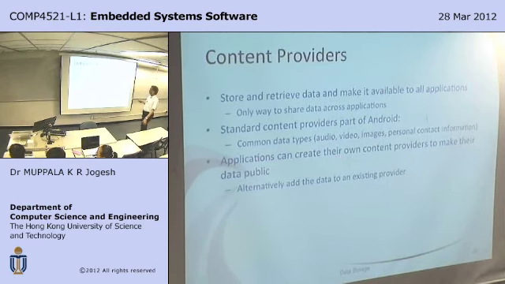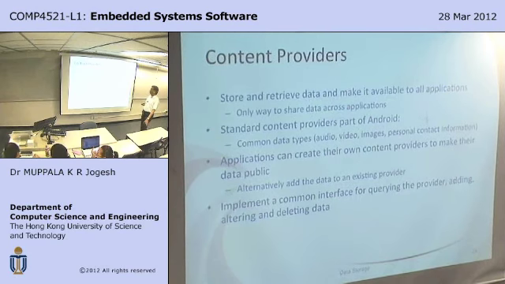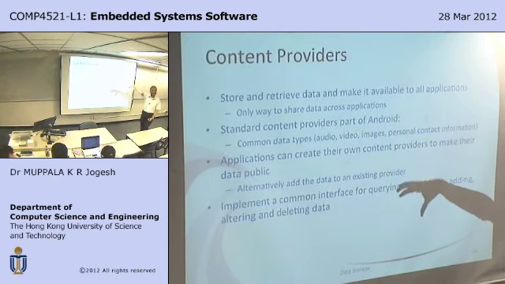So applications can create their own content providers to make their data public. So if you have an application where you're storing a lot of data in a database format and you want to make the data available to other applications to use, then you can make use of the content provider framework for making this data available. So what does the content provider provide? The content provider provides at a higher level a very nice interface that allows other applications to be able to query your application and retrieve data from your application.